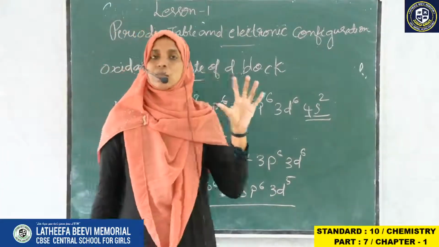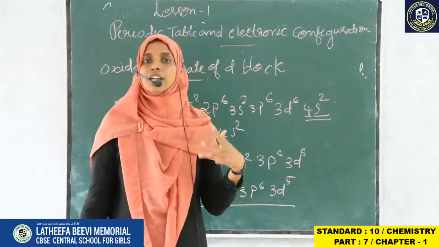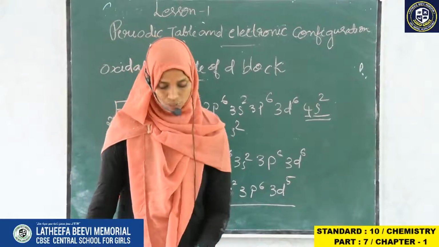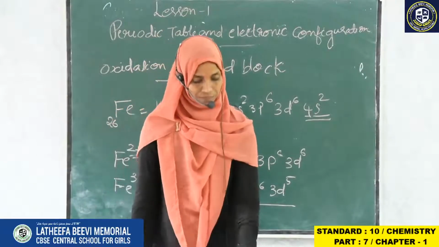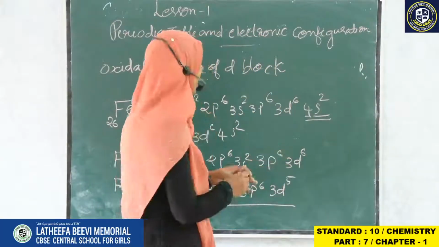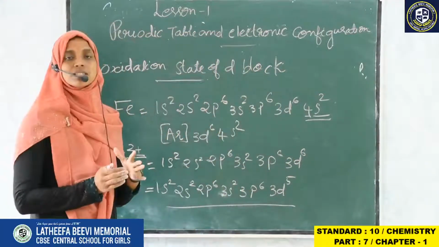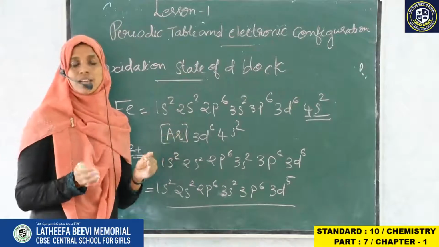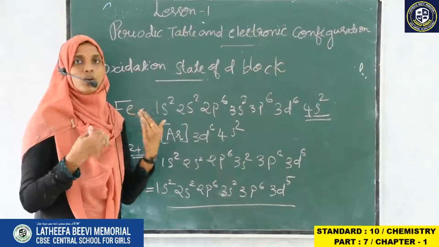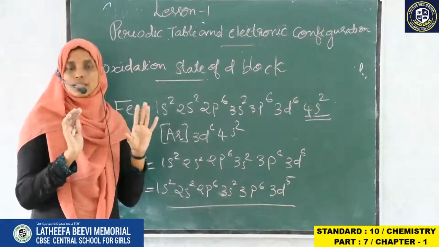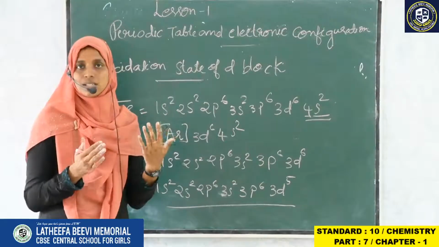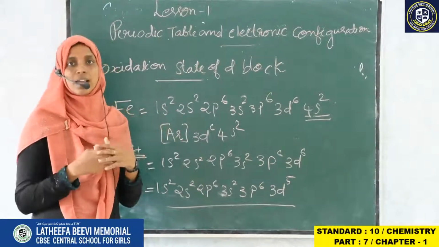What is the speciality of the d block elements? The speciality of the d block elements is that they show different oxidation states. There is only a small difference between the energies. Why do the d block elements show different oxidation states? We know that the p block and s block do not show different oxidation states. Only the d block shows different oxidation states. What is the reason behind it?